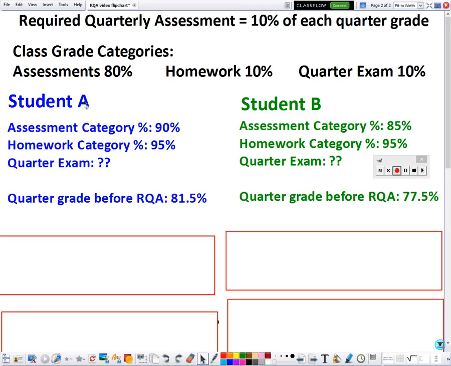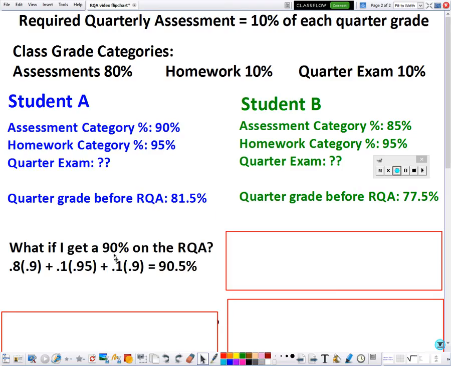So here we have student A, and let's say they have a 90% in their assessment category and a 95 for homework. Only 90% of their grade is represented, and they have an 81.5 at this point. So if they get a 90% on the RQA, if they get an A, what happens is we take the 0.8 of the assessments times the 0.9 of your earned category percent, plus the 10% homework times your homework category percent, and then the 10% from the quarter exam times the 90% you get on the quarter exam, and you have an A for the quarter, 90.5.